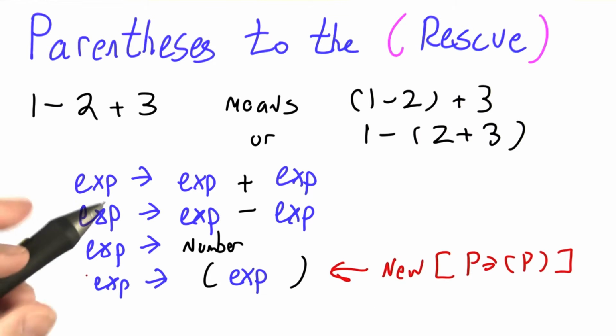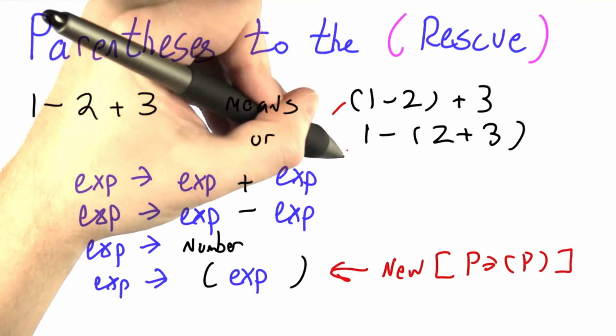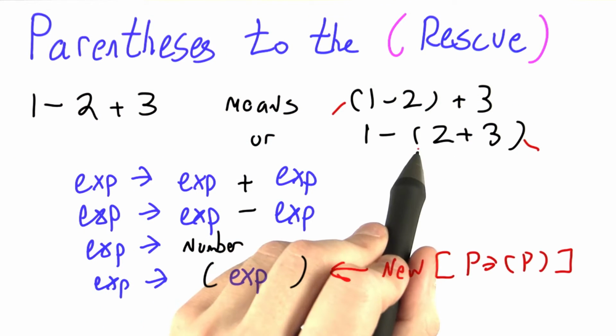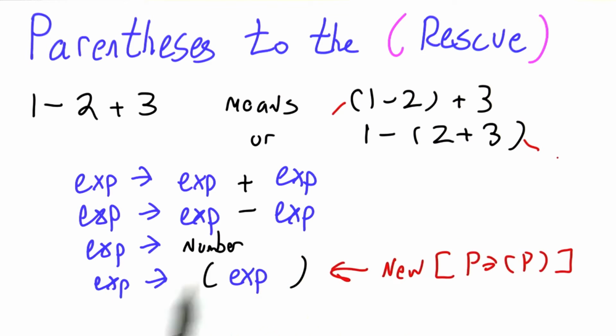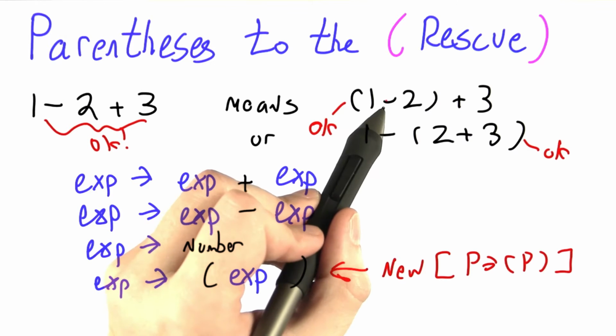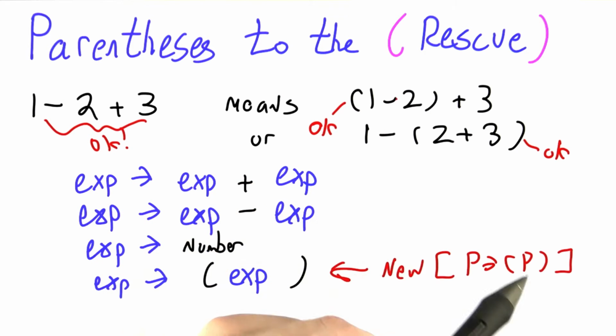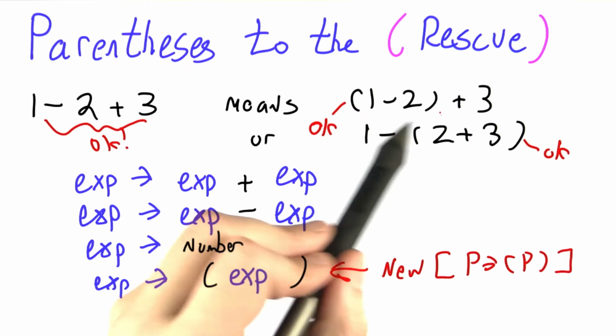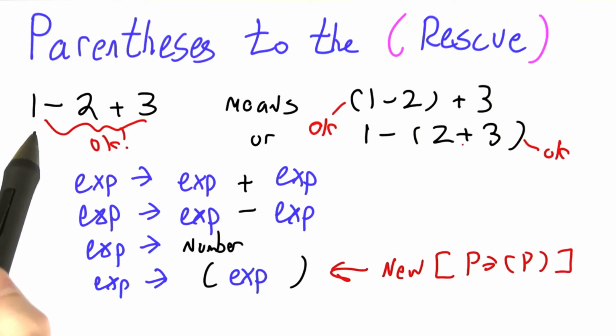With this new grammar, both of these utterances, open 1 minus 2 plus 3 and 1 minus open 2 plus 3 close, are in the language of this grammar. However, while both of these are okay, so is this one. It doesn't forbid the ambiguous one, it just allows us to have more precise renditions. So we've solved some of the problem. If we're thinking ahead, we can use parentheses, but we're still allowing ambiguous phrasing.